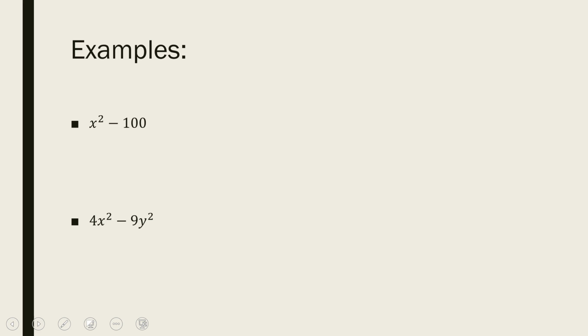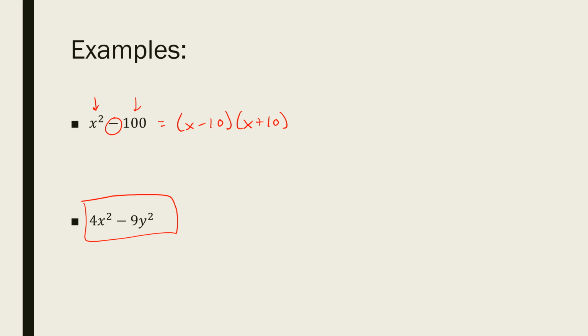Ooh, x squared minus 100. Golly, I recognize a difference of two squares. Here are two perfect squares. Here's a minus sign, so this will factor into x minus 10 times x plus 10. So easy. This one looks tricky.